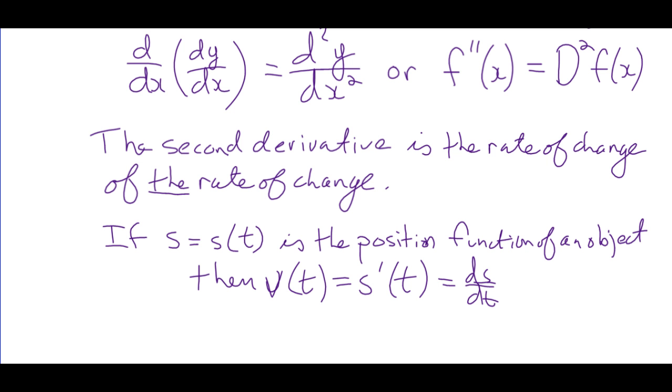So if s equals s of t is the position function of an object, then v of t is s prime of t, or ds by dt. And the instantaneous rate of change of velocity is called acceleration. Give me a sec, if you want to copy that. If you want to be the old 15th century monk.